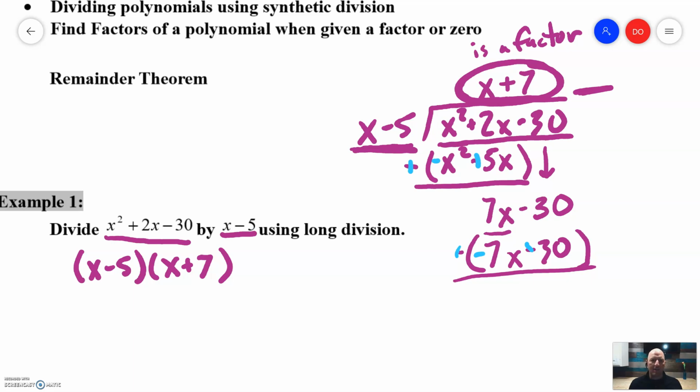If we had a remainder value left over, then we could say that x plus 7 is not a factor of the original polynomial. It does not divide into it evenly.